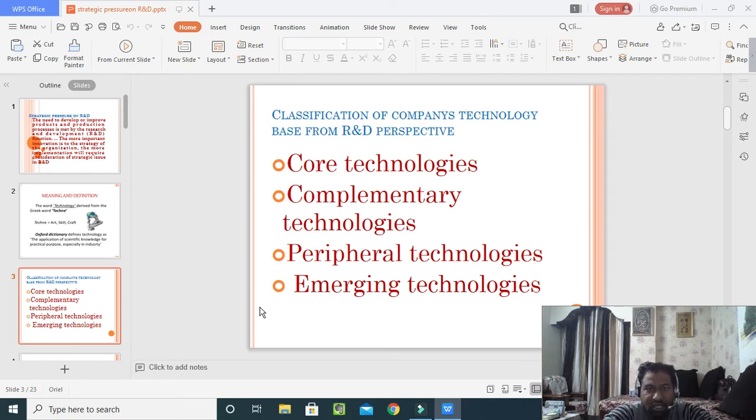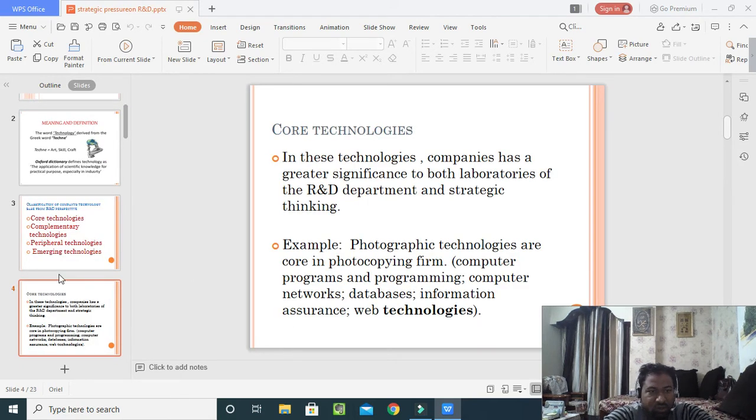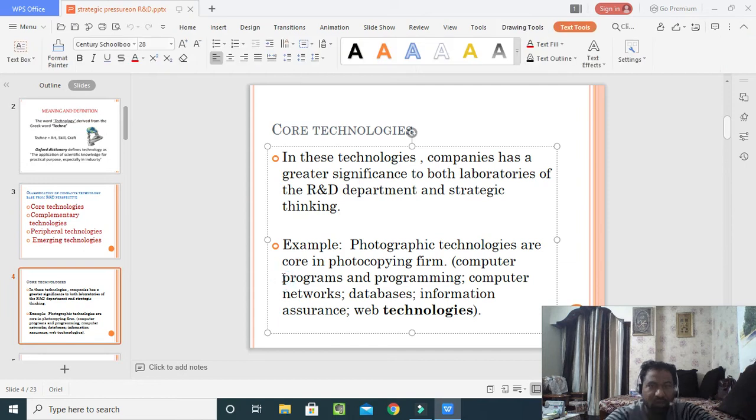Coming to the classification of companies' technology from the R&D perspective, here we have four technologies: core technologies, complementary technologies, peripheral technologies, and emerging technologies. Now we will learn one by one according to our requirement. The first one is the core technologies. What do we mean by core technologies?